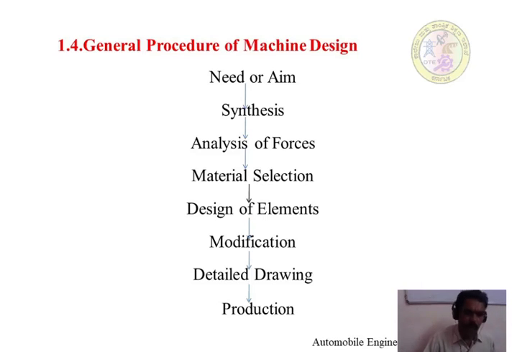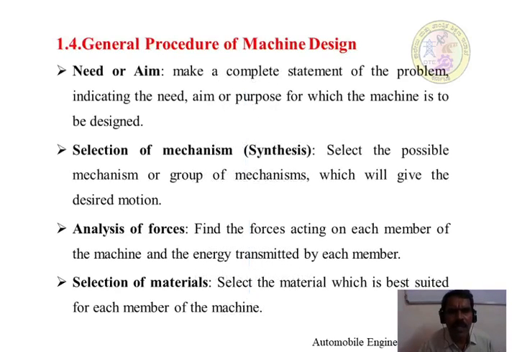The very first step is need or aim. Let us see the detail about the need or aim. Make a complete statement of the problem indicating the need, aim or purpose for which the machine is to be designed. The second is synthesis or selection of mechanisms. Select the possible mechanism or group of mechanisms which will give the desired motion.